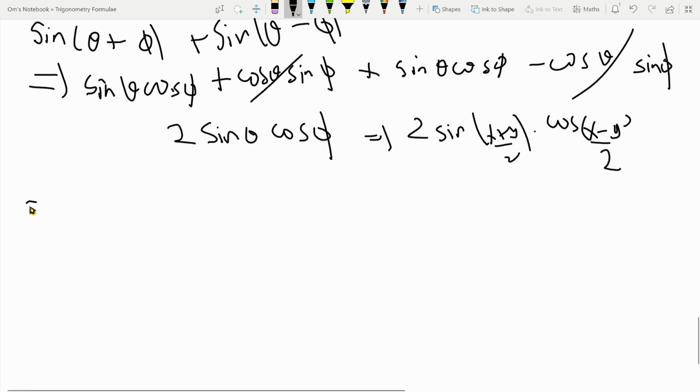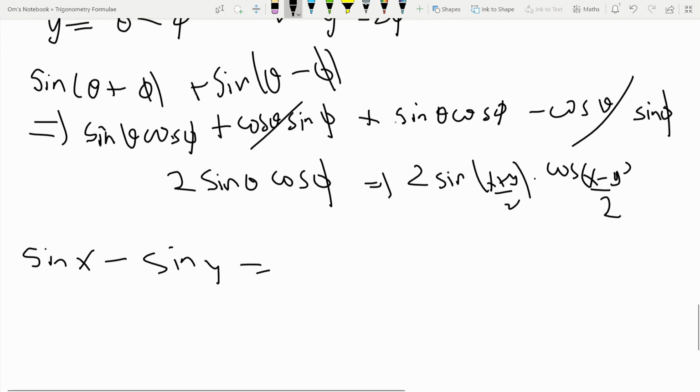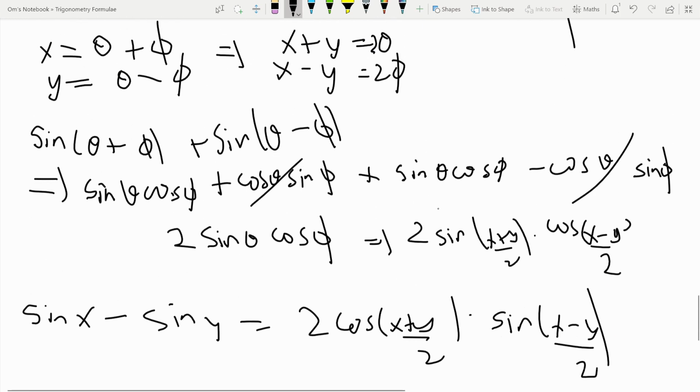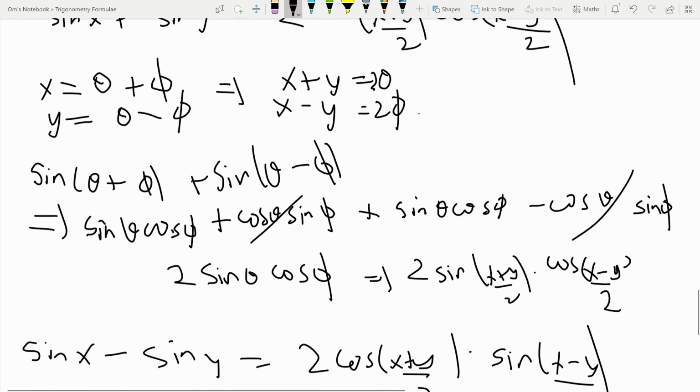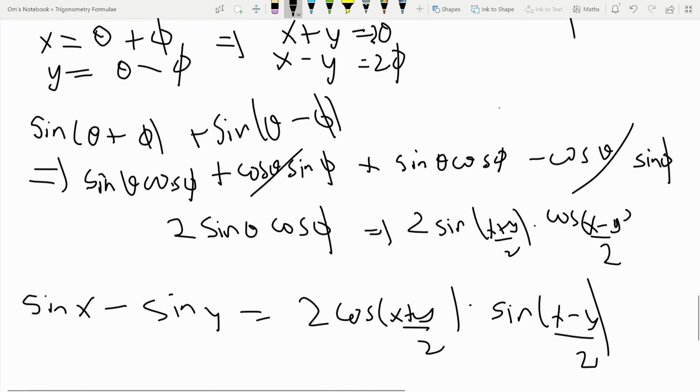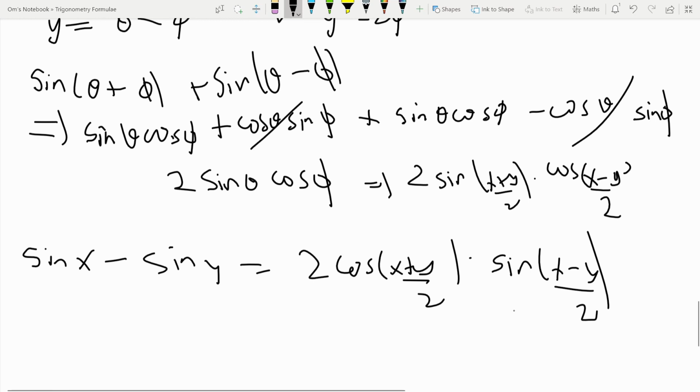Now similarly, if you subtract this, I'm not going to do the whole thing again, I'm just going to write this as sin x minus sin y. If you subtract this, instead of this term getting cut, it will be this term that gets cut. So we can write this as 2 cos of (x plus y) by 2 into sine of (x minus y) by 2. So it's just the same thing, but the arguments have been reversed.